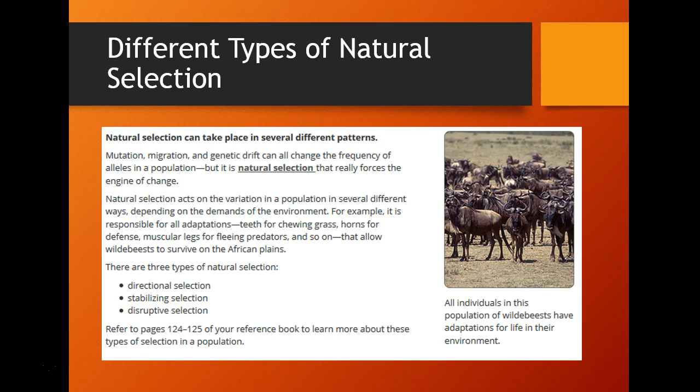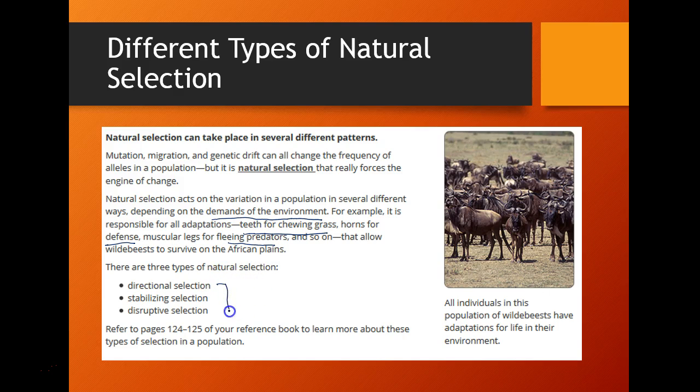So there are different types of natural selection. It really just depends on what kind of changes are happening in the environment. For example, if the demands of the environment are changing, then it can cause different types of natural selection. For example, natural selection can be responsible for any of these adaptations. Teeth for chewing grass, right? Because this makes them more likely to survive. Horns for defense against predators, or even for mating. Muscular legs for fleeing predators, and the list goes on.